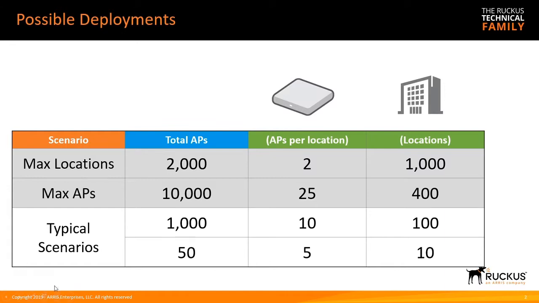But in a typical scenario here, 1,000 APs, so 10 APs per location times 100 locations, or maybe 50 APs total, so 5 locations with 10 APs per location. Another place this could be is, say, in an MDU, a multi-dwelling unit apartment building, right? You want every tenant to have their own Unleashed AP, or maybe a pair of APs per unit, something like that. And then you want a manager of managers. You want to be able to manage all of those from a single location. That's where that would fit in.